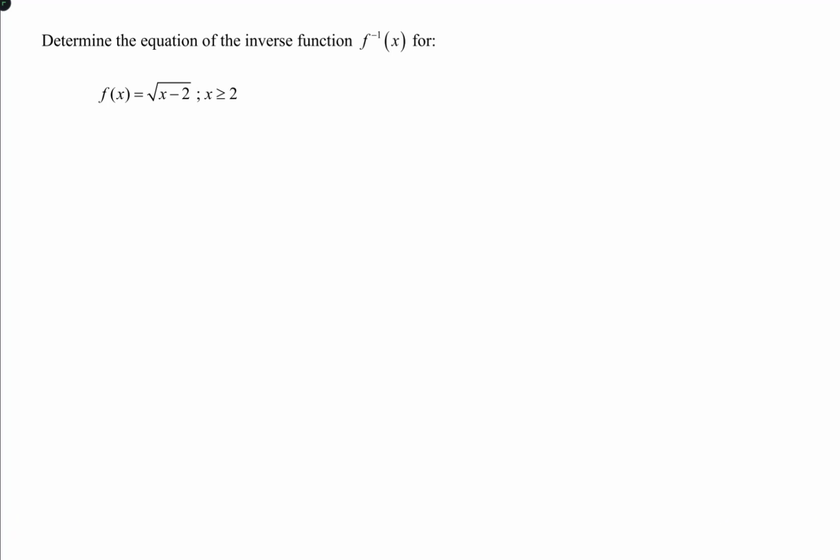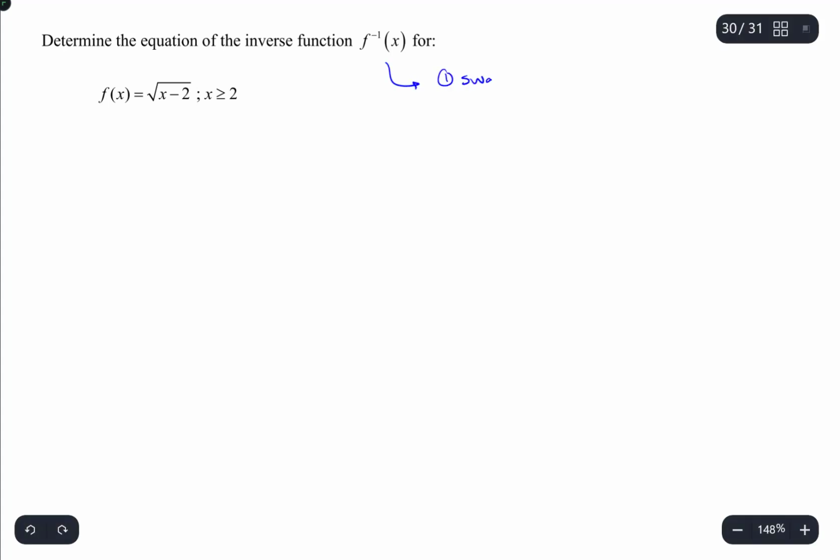Determine the equation of the inverse function f inverse x for f of x equals the square root of x minus 2 for x is greater than or equal to 2. All right, so to do any inverse, the process is to first swap your x and y values and then resolve the equation for y.